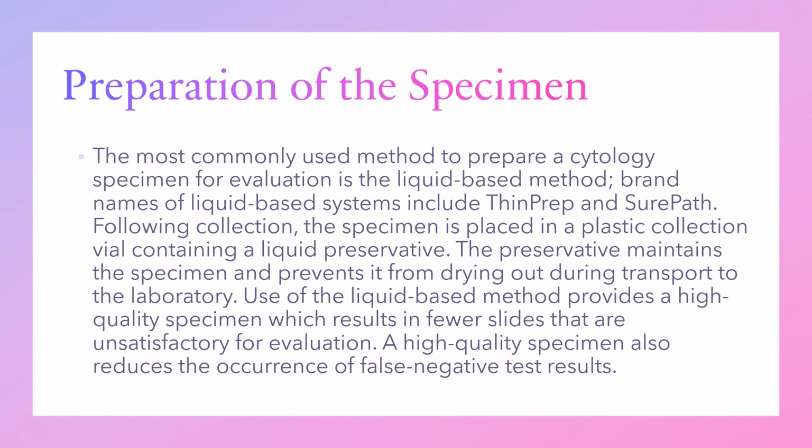Following collection, the specimen is placed in a plastic collection vial containing a liquid preservative. So similar to when we're doing swabs and things for like strep throat. The preservative maintains the specimen and prevents it from drying out during transport to the lab. Use of the liquid-based method provides a high-quality specimen which results in fewer slides that are unsatisfactory for evaluation. A high-quality specimen also helps to reduce the occurrence of a false negative test result.